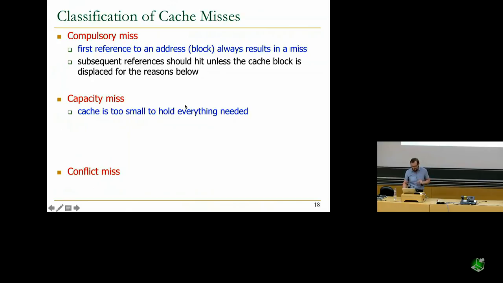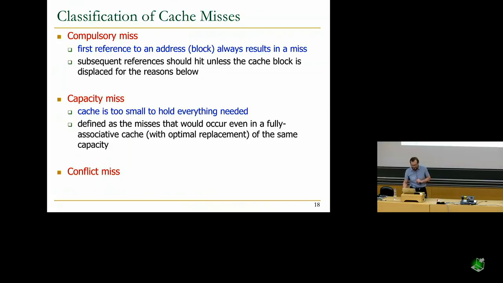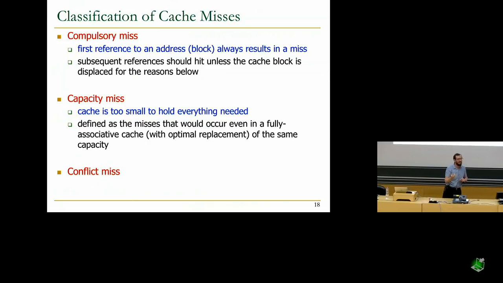Capacity means that the cache is too small to hold everything that's needed. Now, what does that mean? Because you need to have a concrete definition. What does it mean for the cache to be too small? Maybe you don't have enough associativity, right? So we define a miss to be a capacity miss if it occurs in a fully associative cache with optimal replacement of the same capacity. So if you don't have enough associativity in the cache, it's not a capacity miss. If you're not managing your cache well, if you don't have a good replacement policy, it's not a capacity miss. It could be a conflict miss.